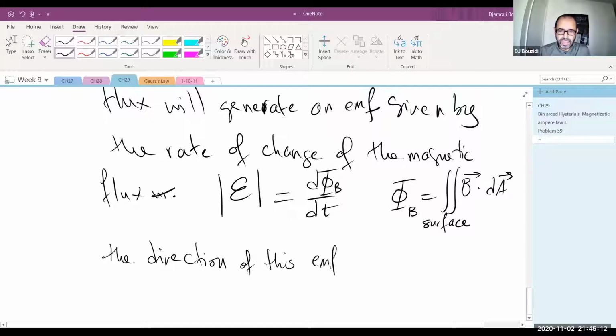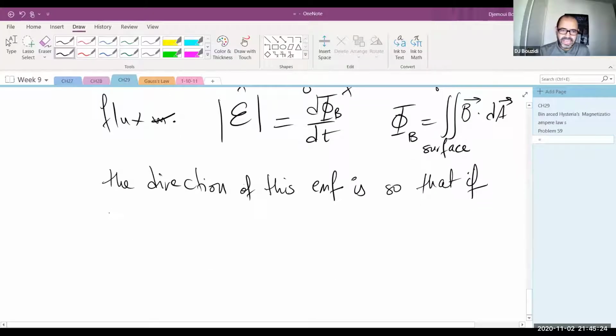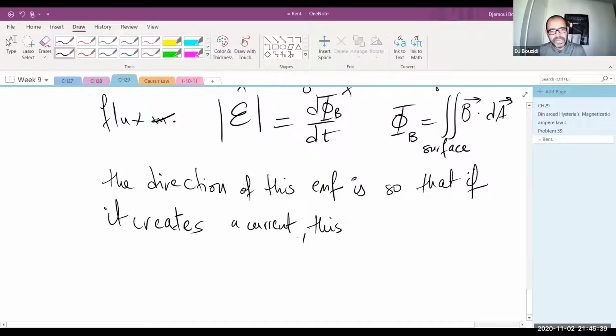this EMF, electromotive force, is so that if it creates a current or generates a current, this current, so it's not always true that it can generate a current. That's why there is an if in here, okay? If the circuit is closed, then it's going to generate current. This current will create a magnetic field per Ampere's law.